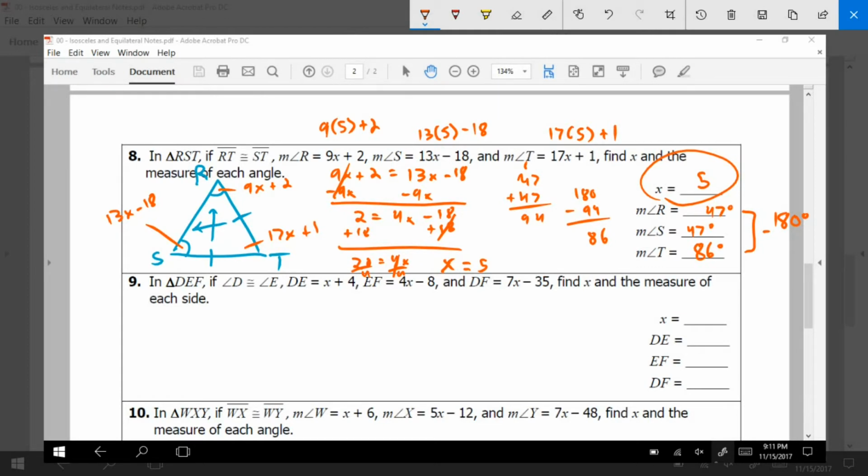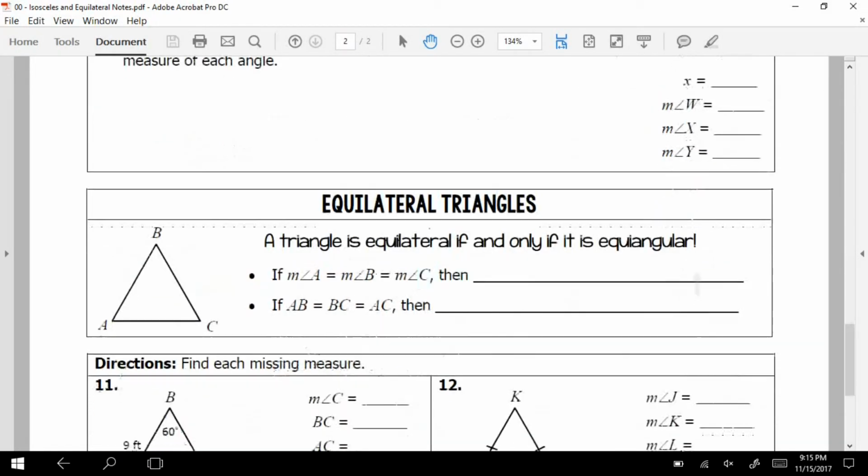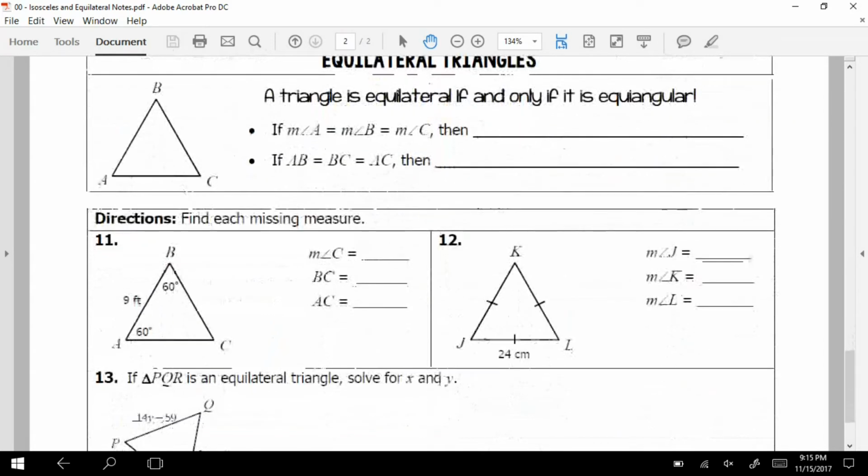Go ahead, take a little try on 9 and 10. All right, now that that is done, we're going to move on. We got one more to learn about.